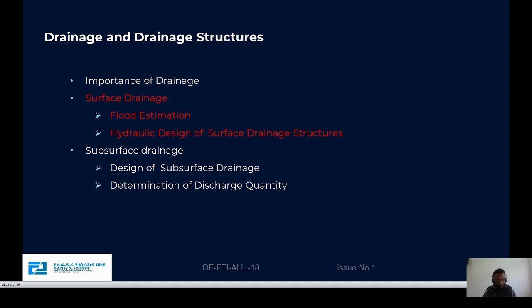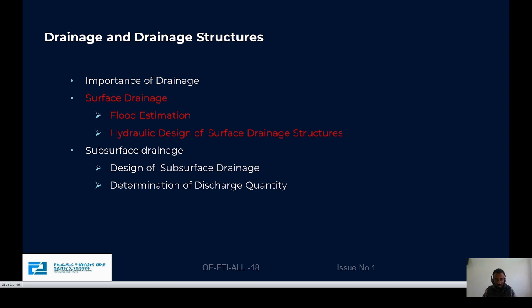We also dealt with two types of drainage structures: surface drainage as well as subsurface drainage. And also inadequate drainage systems, which seriously damage highway structures, reduce pavement life, cause traffic operation problems, and also slow the traffic movement.